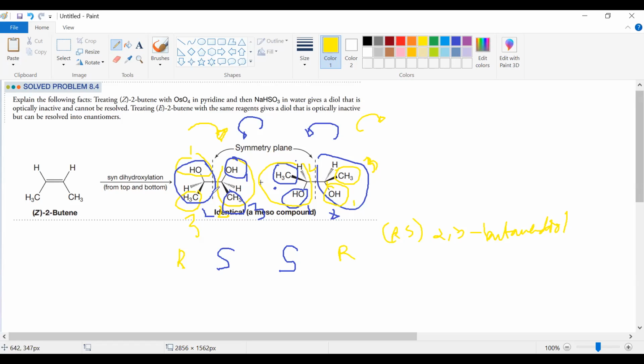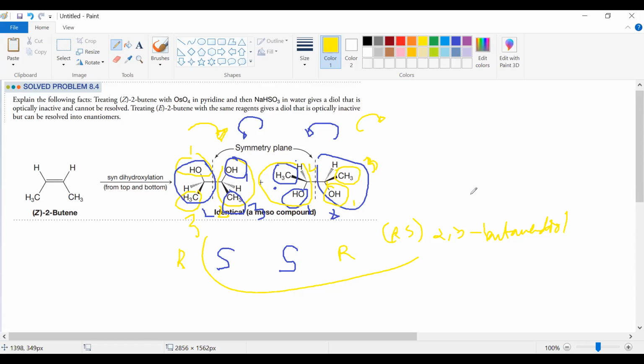If you start from this side, you can also start counting from the other side. So either way, it is the same. You still get your 2, 3. If you start from here, you still get your 2, 3 diol. So it is the same whether you start naming from left or right.